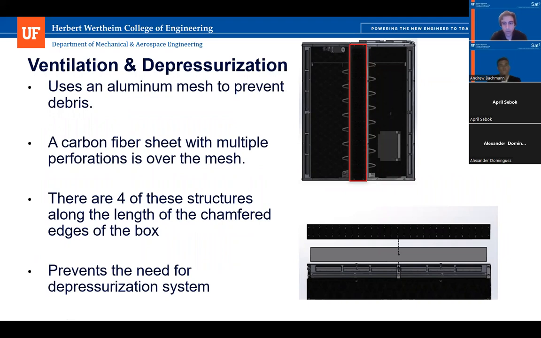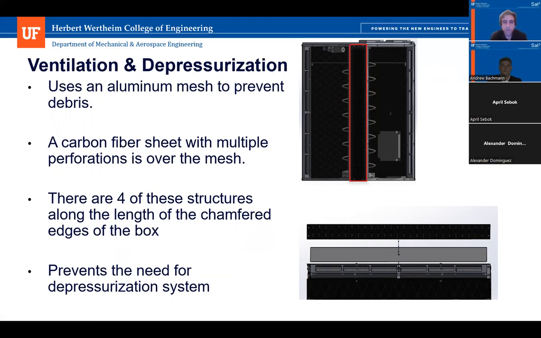And this is our ventilation and depressurization system. Our system comprises two components. It has an aluminum mesh, and it has another carbon fiber plate over it. What the aluminum mesh does is prevent small debris from entering the CSD, because the opening of the aluminum mesh is around 70 micrometers. So we picked a very fine mesh to make sure that there is airflow, but also it prevents debris from entering the CSD.